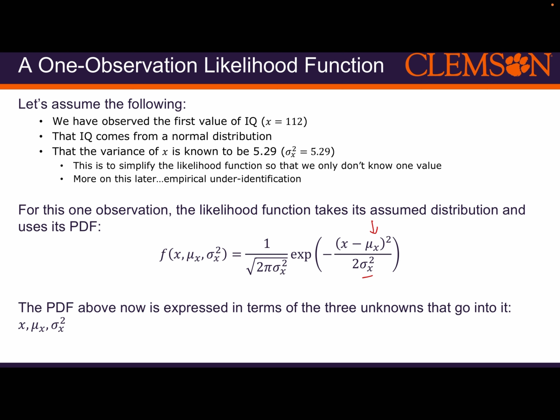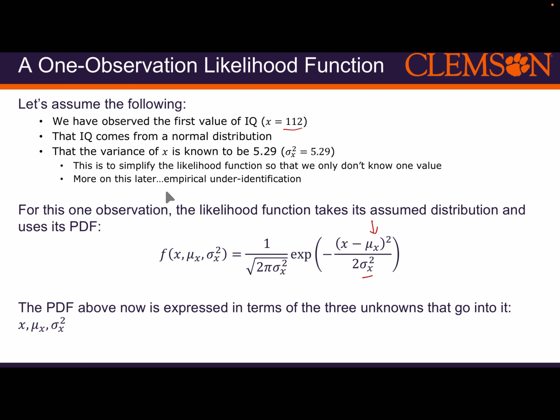But yes, we have a one-person observation. Let's take the first person in our sample. It's 112. Let's also assume that IQ follows a normal distribution. I don't know that it does, but we have to make that assumption to use the PDF for the normal distribution. Let's also assume that the variance is known to be 5.29. All of this is to simplify the likelihood function so that we only don't know one value. There's only so much we can identify with one observation, but I'm going to try to show how this works.